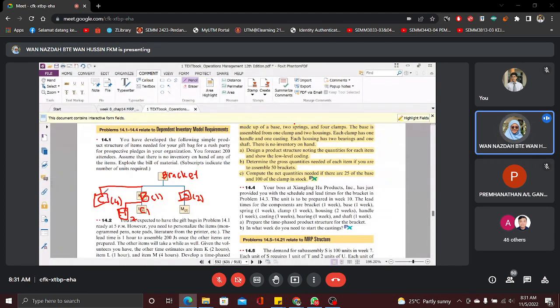Alright, the clamps, okay? The bracket is made up of 4 clamps, 1 base and 2 springs. Alright. And remember, the base requires 1 clamp. So clamp kat sini kita push it to, this is level 0, this is level 1, this is level 2. So we push the clamp down to level 2 because clamp is also required to assemble the base. Okay, boleh. So can you complete this question?